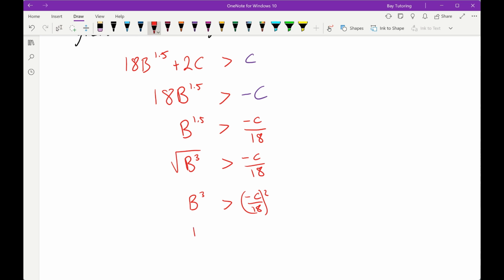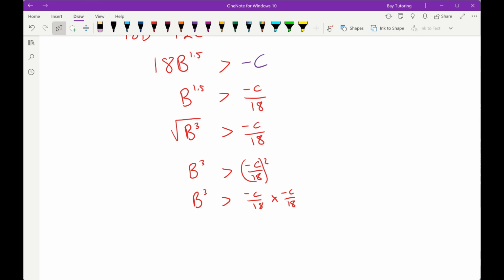So remember, squaring something means timesing it by itself. So we've got negative c over 18 times negative c over 18. When you multiply fractions, multiply the numerators and multiply the denominators. So negative c times negative c is positive c squared, and 18 times 18 is 324. And that is the answer.